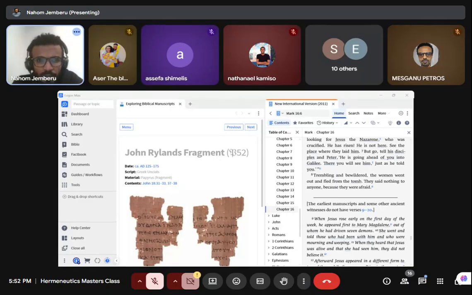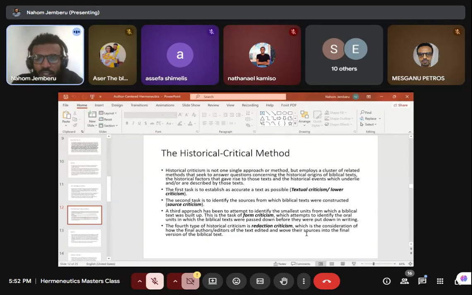Source criticism, as you know, tries to identify the sources that the biblical writers might have used to write what they have written. This approach assumes that the biblical writers used sources in order to construct their narratives and their arguments, and source criticism tries to identify the sources behind the biblical text.